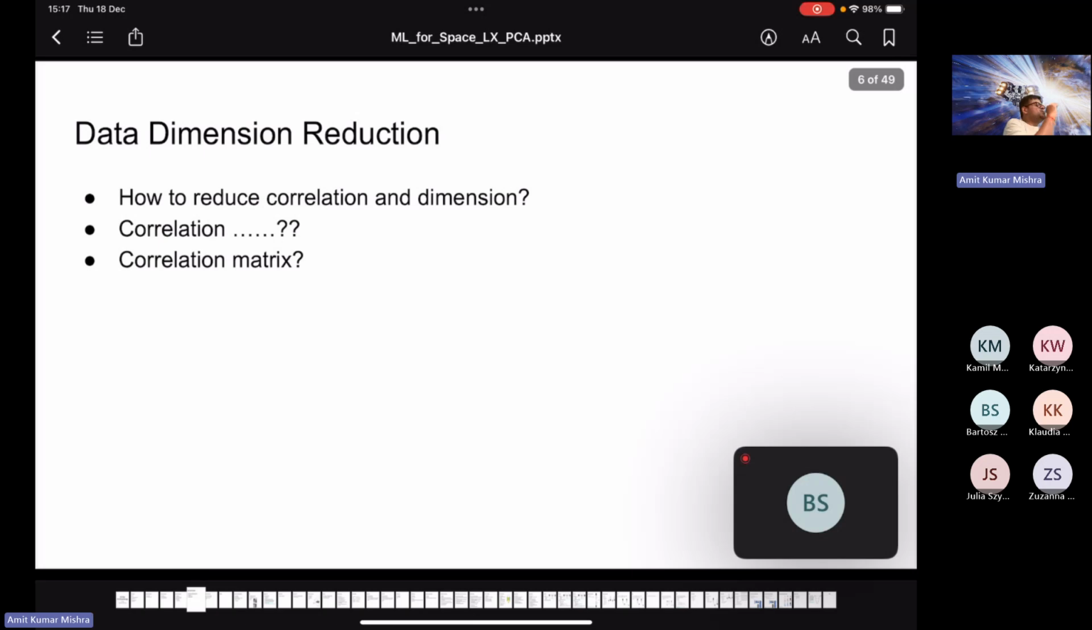Right. Now, how to reduce the correlation of dimension? Because we are reducing correlation, maybe we should look at the correlation matrix, right?